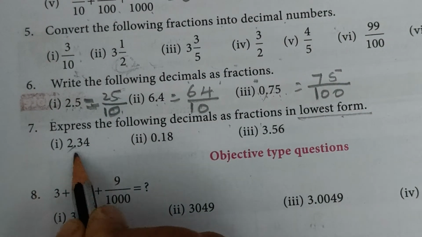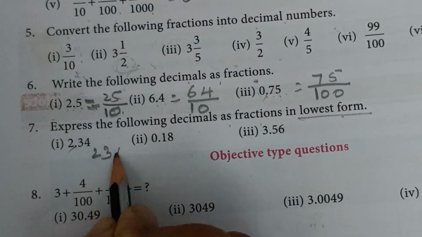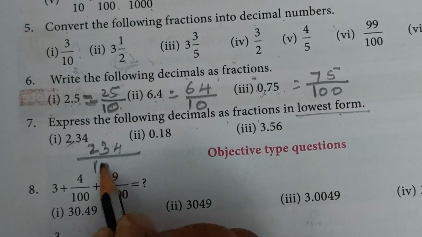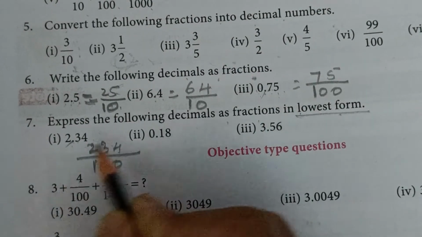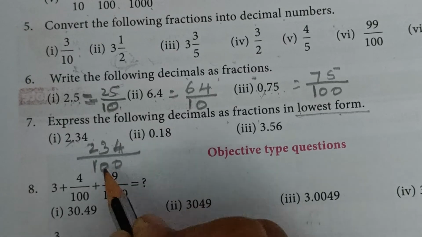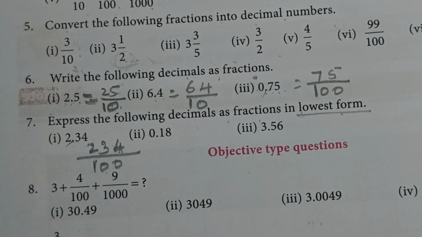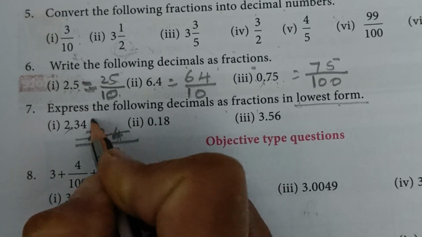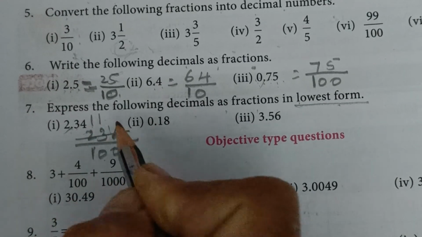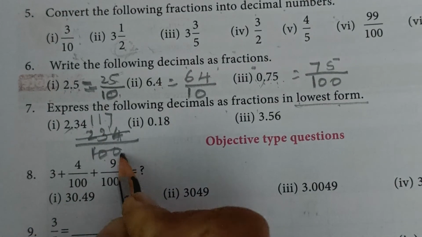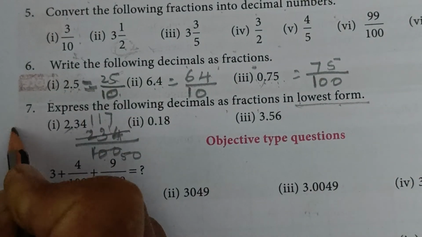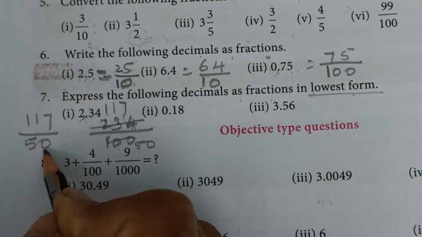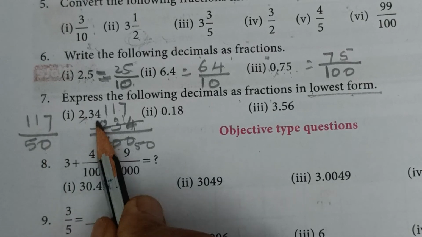Take out the point. What do you get? 234 by, after the point, two numbers, so two zeros. Now we have to simplify. Lowest terms we have to cancel. 234 is an even number, 100 is also an even number, so both we can cancel by two tables. All the even numbers are divisible by 2. So cancel. 2 ones are 2, next 2 ones are 2, remainder 1, 2 sevens are 14. Here 2 fives are 10 and 1 0. So what is your answer? 117 divided by 50 is the fraction in lowest terms for this.